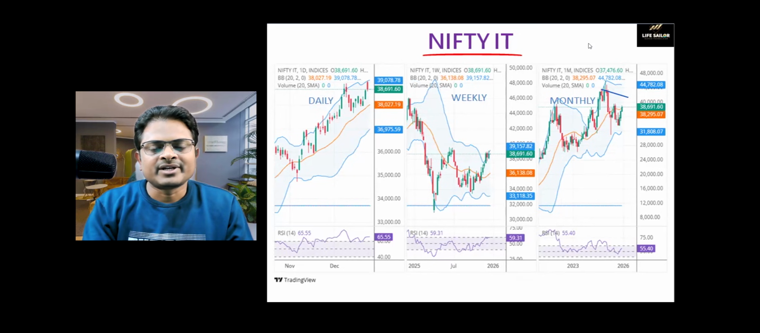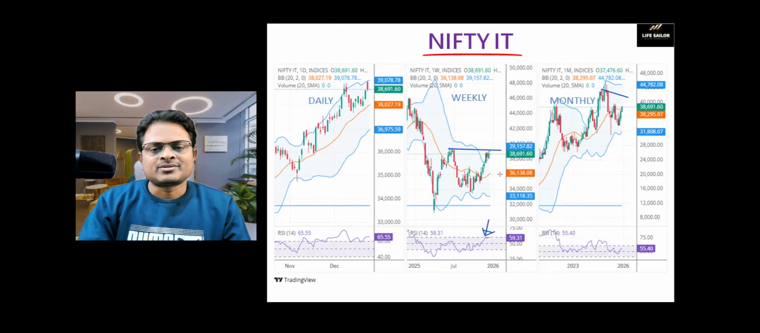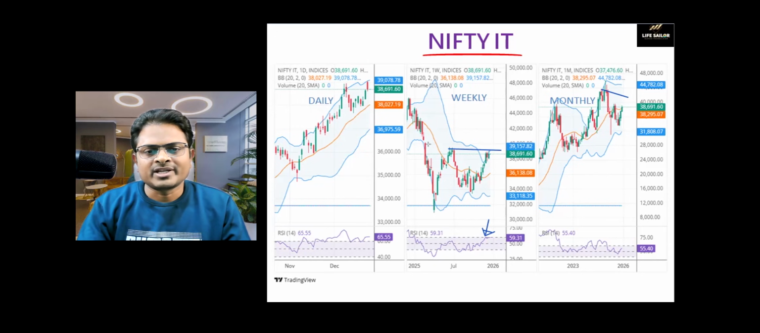Nifty IT monthly and weekly charts are between 40-60, so sideways market. Daily IT index is at weekly resistance. RSI is also taking resistance at 60. So clearly the IT sector will show some bullishness only if this resistance gets broken. Again, I am repeating, resistance is a resistance till it gets crossed. So we have to make a decision only after price crosses the previous high.